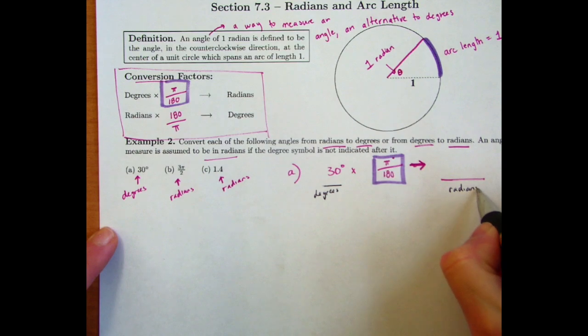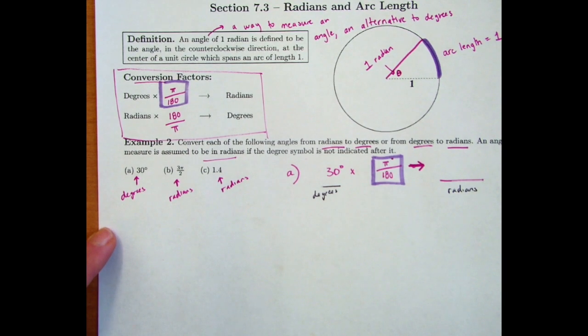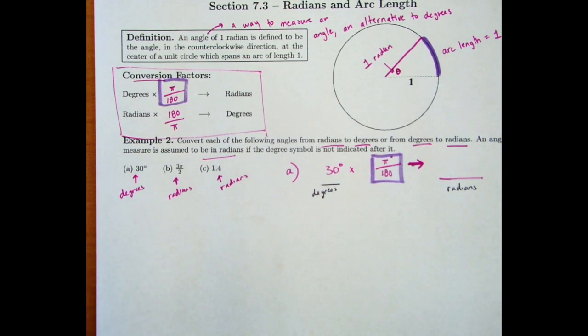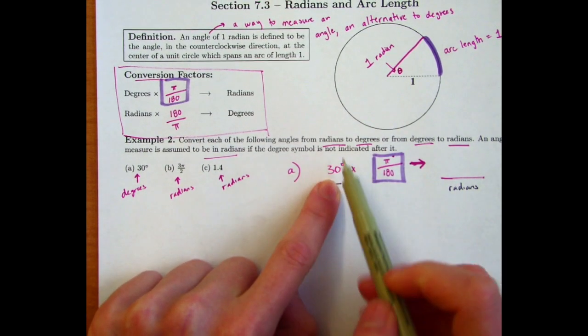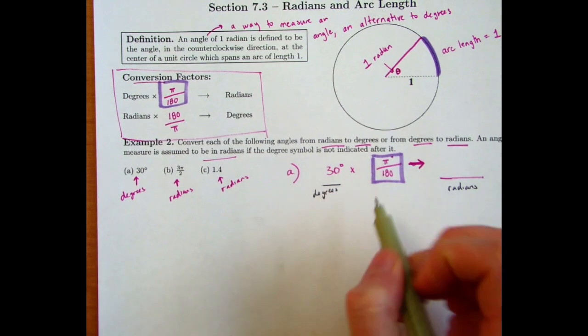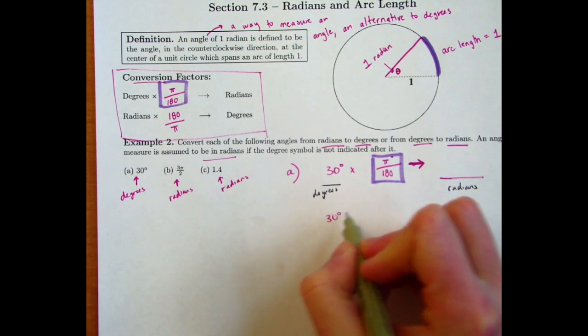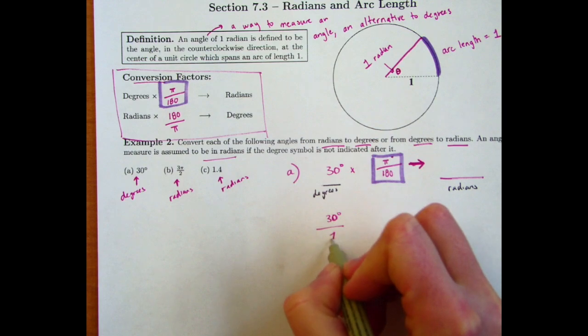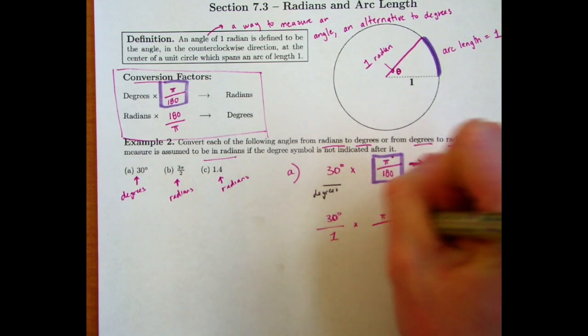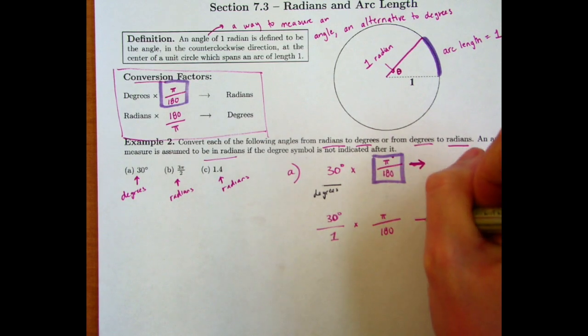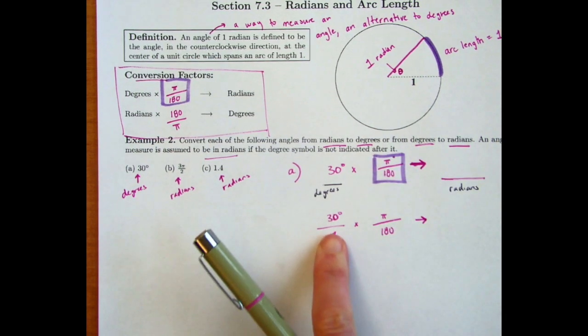So I'm going to have to remember how to multiply fractions. Down here, if we have 30 degrees, I can rewrite that as 30 degrees over 1. It's the same thing. And then I'm going to keep this as pi over 180. And now that I have two fractions, I can just multiply directly across the top.